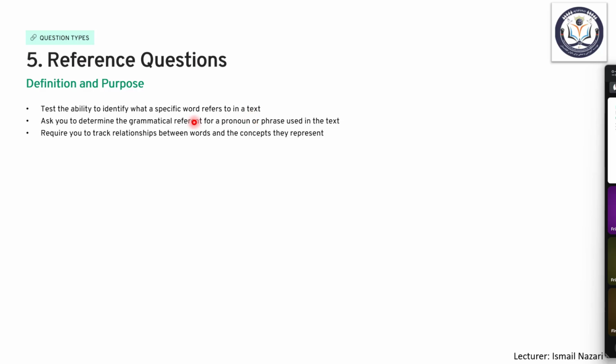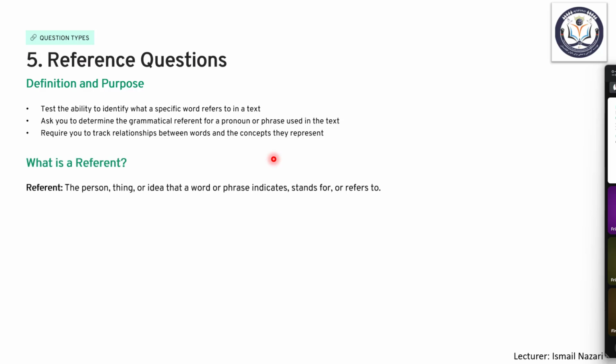It also asks you to determine the grammatical referent for a pronoun or phrase used inside a text. For example, we have a specific relationship between a noun and a pronoun in a sentence. A pronoun is always referring to a noun which is already stated. So that's a grammatical referential relationship. And it requires us to track the relationship between words and the concepts they represent. So that's, again, referential relationship between ideas.